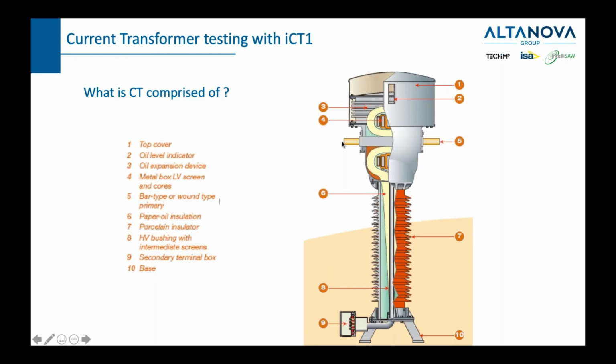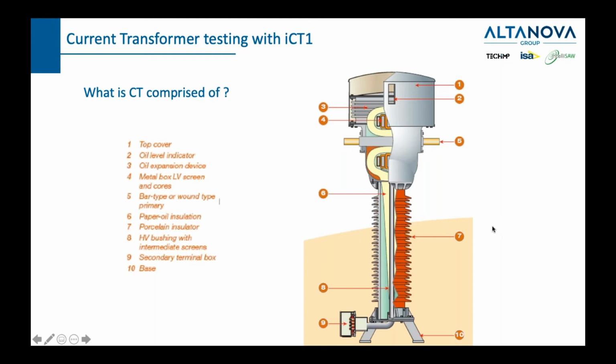So as you can see, it's in series. And then we have some insulation here. We have a porcelain insulator. Of course, it can also be silicon on the outside. And here we have a high voltage bushing with intermediate screens. And long story short, here we have a base and the box where you connect your secondary side.